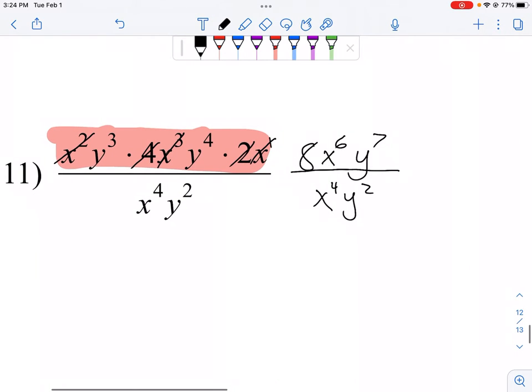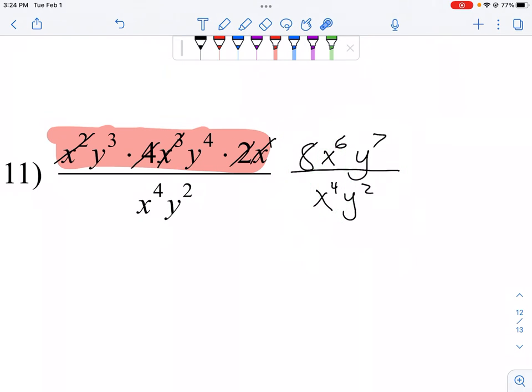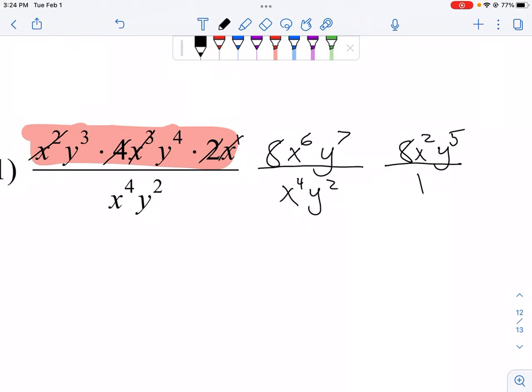And now I'm going to look at this problem, and I'm looking top to bottom. I see I have 6 and 4. So I'm going to have 8. 6 minus 4 is 2. And then I have 7 and 2. 7 minus 2 is 5. I can write 1 in the denominator as a placeholder, or that is the same thing as just 8x squared y to the fifth.